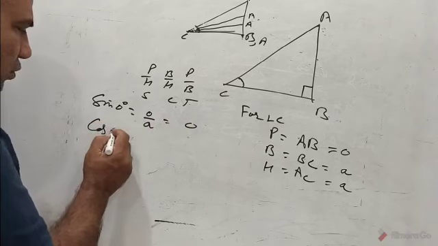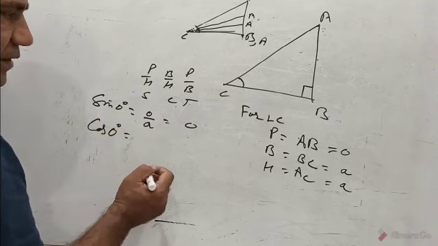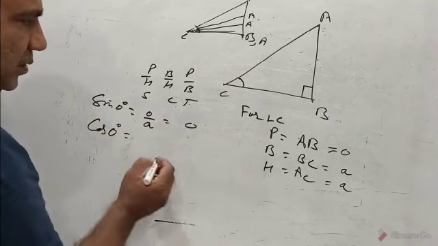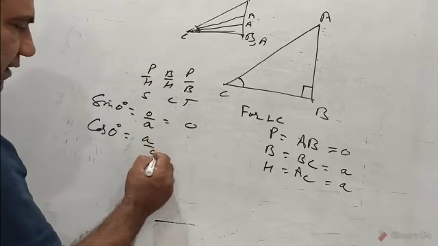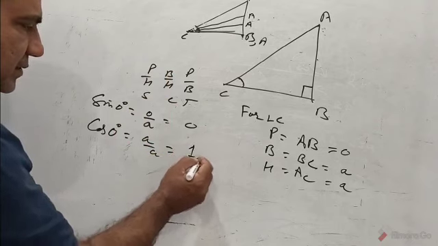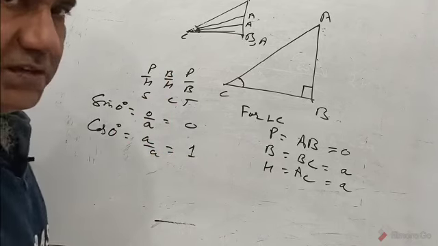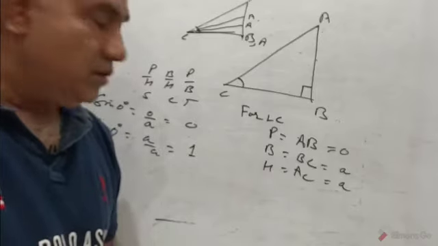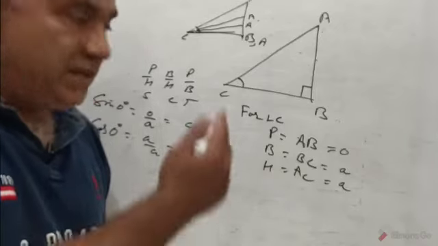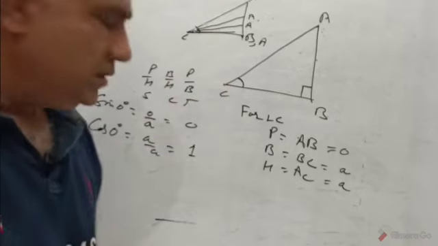If you want to find out cos 0 degree, then you will need to write B upon H. For cos it is B upon H. So A upon A, so that is 1. Sometimes this question is asked to you: why is sine 0 degree 0? Prove geometrically. Why is cos 0 degree 1? Prove geometrically. Then you need to use this method.